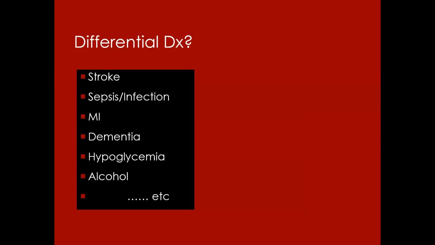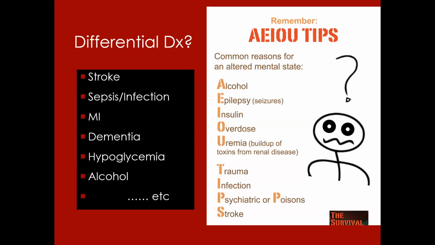So in order to come up with our differential, there is a really handy mnemonic called AEIOU tips that covers all of the reasons for altered mental status. And I like this particular one because I print it out and put it on the back of my badge sometimes. And I take a look at it whenever I need to make sure that I have covered all of my differentials for altered mental status. So again, we've covered alcohol. We didn't really cover a seizure. So maybe he's postictal.